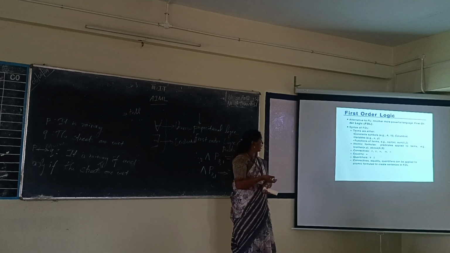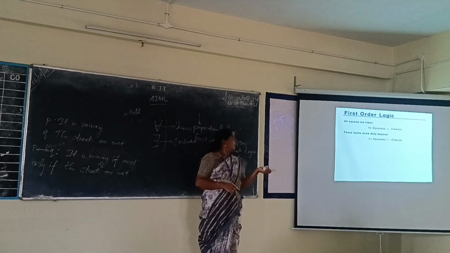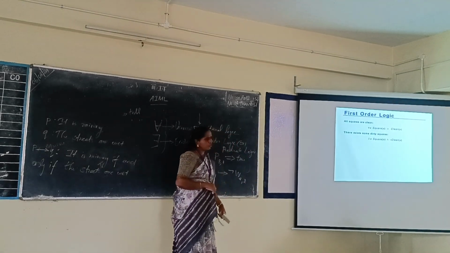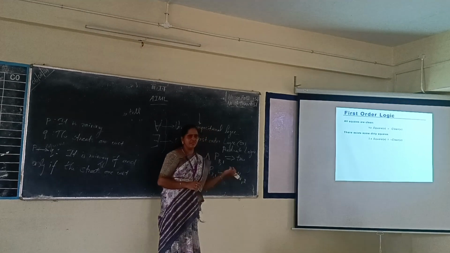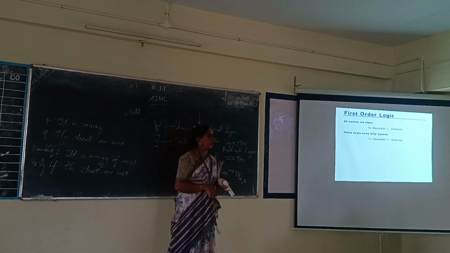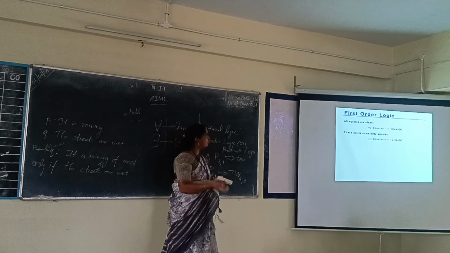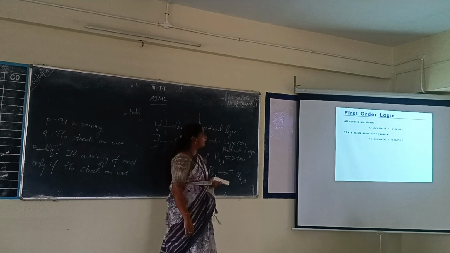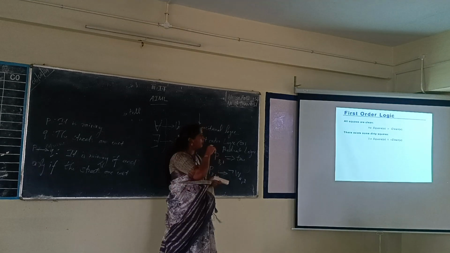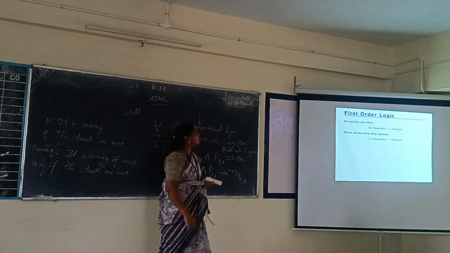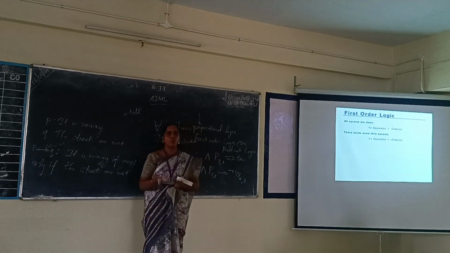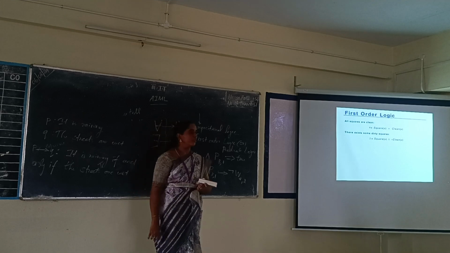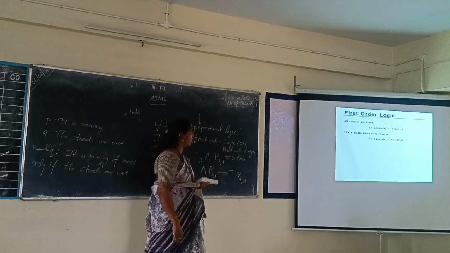Okay, let's see some examples. Here, squares are like rooms. If you want to represent all squares are clean: for all x, square of x implies clean of x. So, all squares are clean. This is the representation for this.